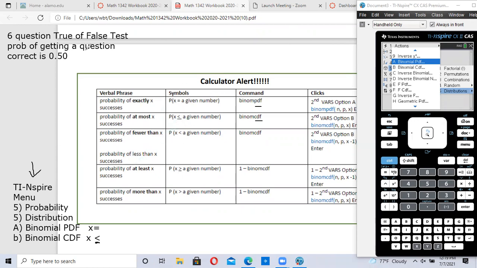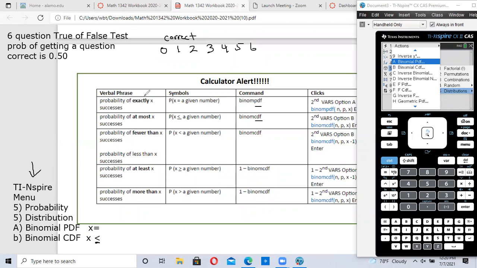So we're going to take a 6-question true or false test. The probability of getting a question correct on a true or false test is 0.5, 50%. So if I had a 6-question test, I can get 0 correct, 1 correct, 2 correct, 3, 4, 5, or 6 correct. These are the possibilities of getting a question correct. So let's start by getting exactly 4 correct.